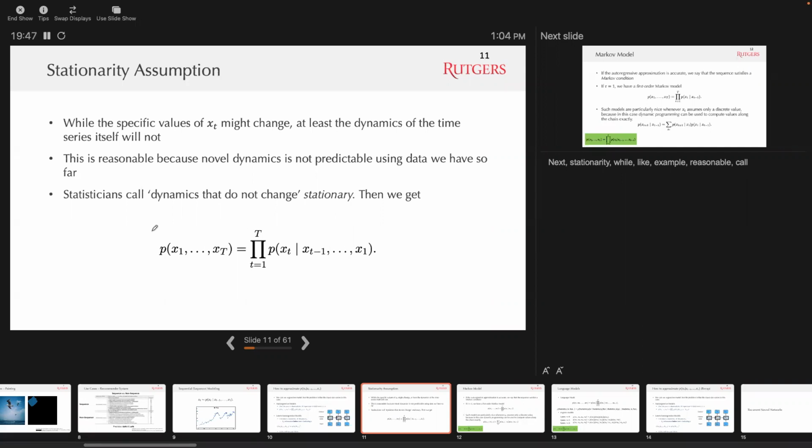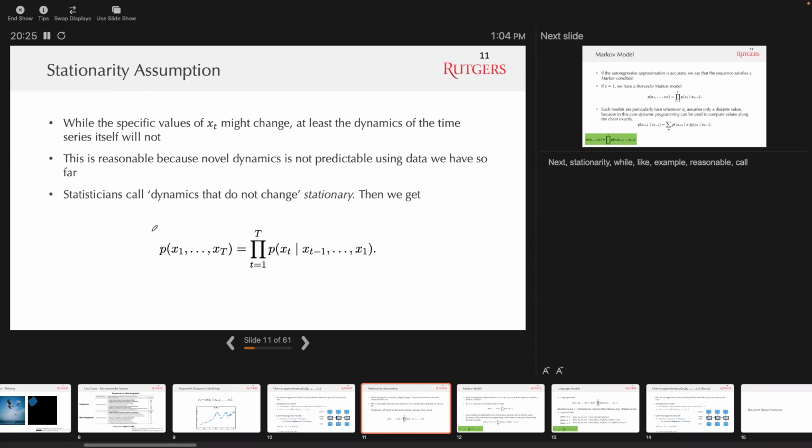The reason to make this assumption is that if the dynamics itself is not stationary, then you're never going to be able to predict the next value anyway. So in this case, you might as well just assume that it's stationary, and then train your model to predict it. Statisticians make this argument, and they call dynamics that do not change stationary.